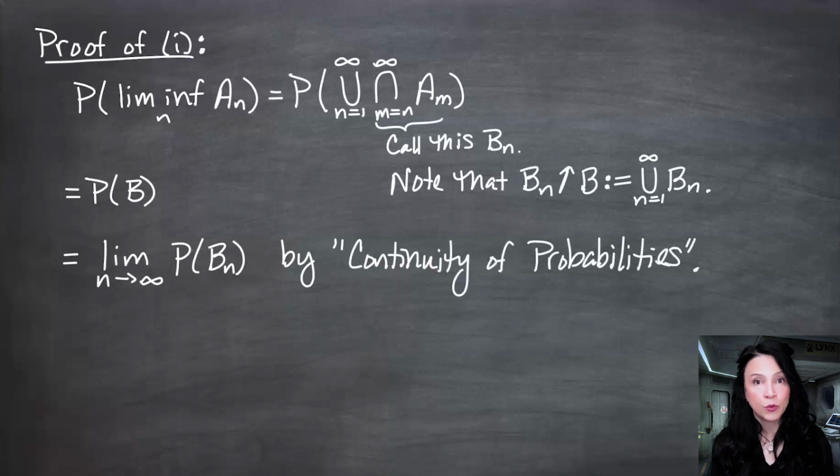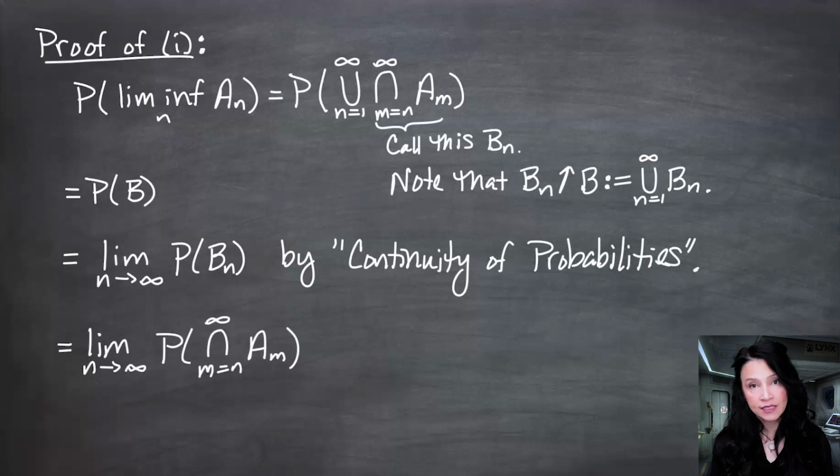I'm just going to plug in what Bn was. It's defined in terms of an intersection. So this is the limit of the probability of an intersection as m goes from n to infinity of A sub m. This limit definitely exists because it's an increasing sequence. And so it does make sense to have this limit here. And if the limit exists, that means that the lim-inf and the lim-sup were the same, and the common value was defined to be the limit.